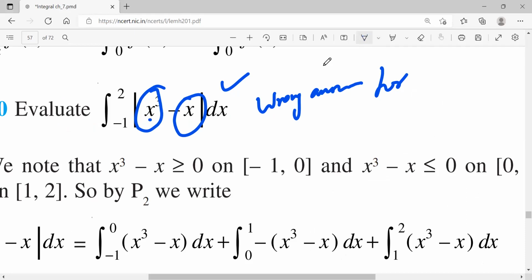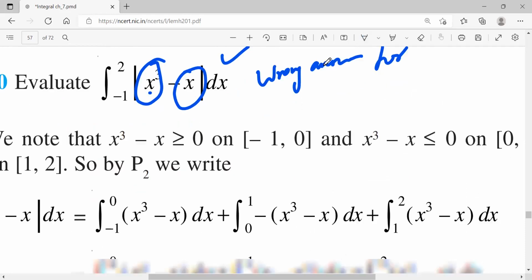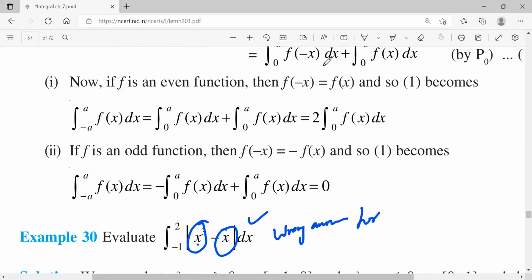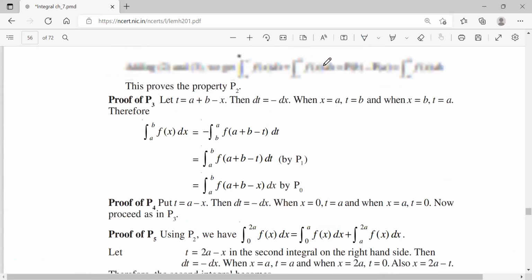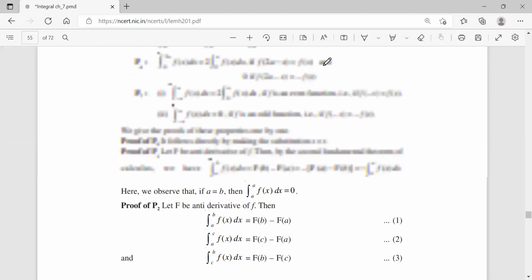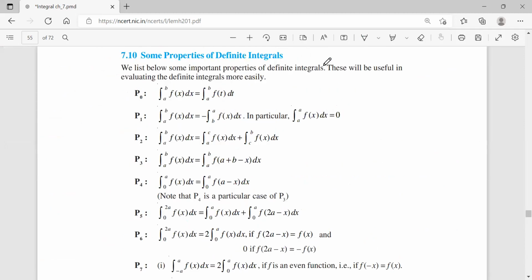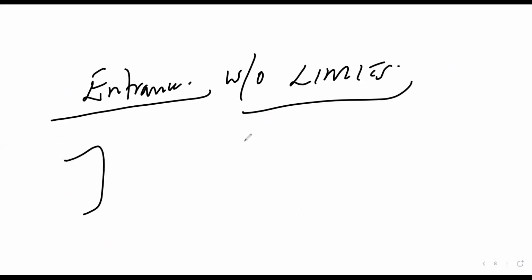So I'm sure that everyone knows how to do the integration of this. And then coming to the properties, there are totally 7 properties. Why I want to discuss integration with limits is, normally if I get an integration question in entrance that is without limits, just differentiate the answer.